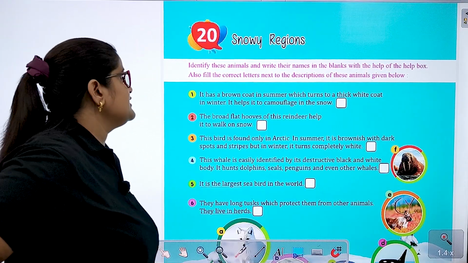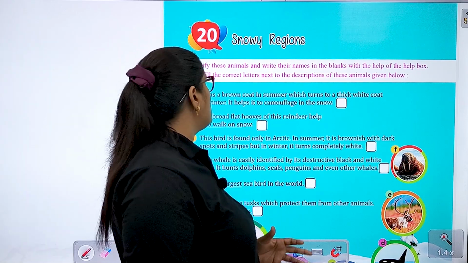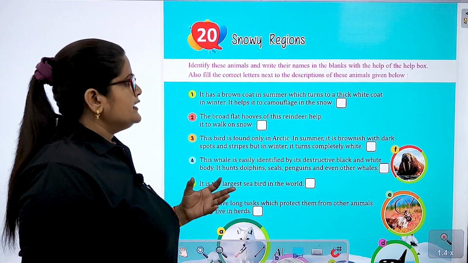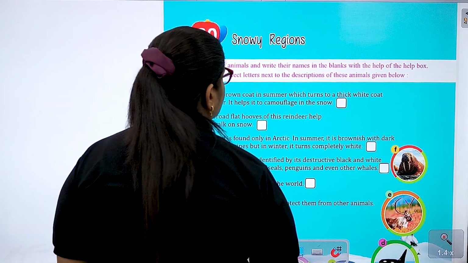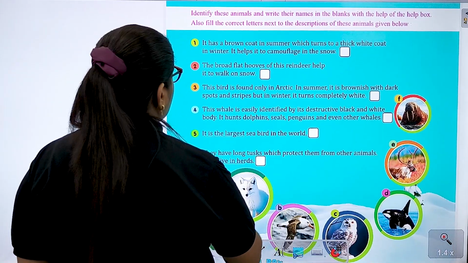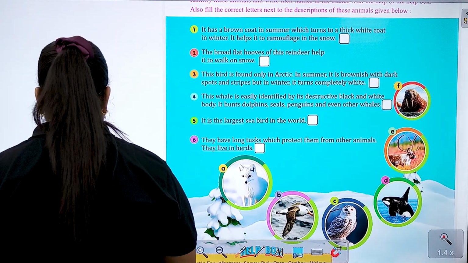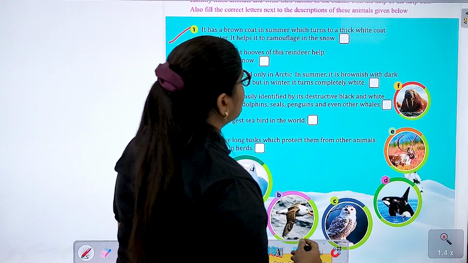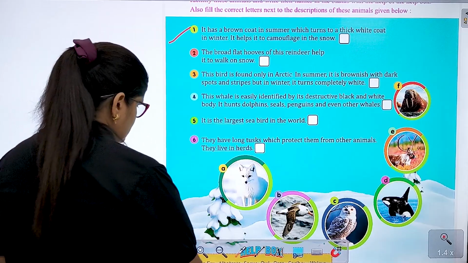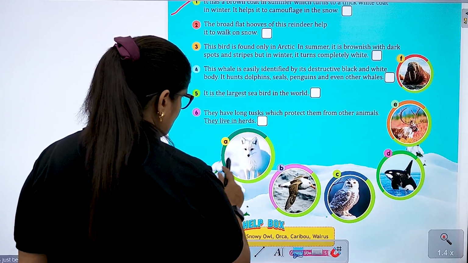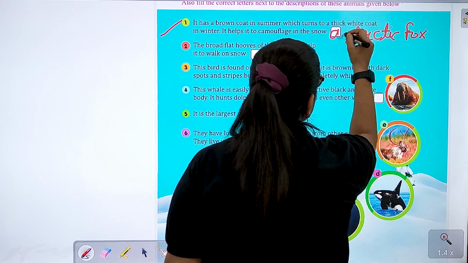Snowy regions. Identify these animals and write their names in the blanks with the help of the help box. Also, fill the correct letter next to the descriptions of these animals given below. It has a brown coat in summer, which turns to a thick white coat in winter. It helps it to camouflage in the snow. Arctic fox. A. Arctic fox, the one in picture A.